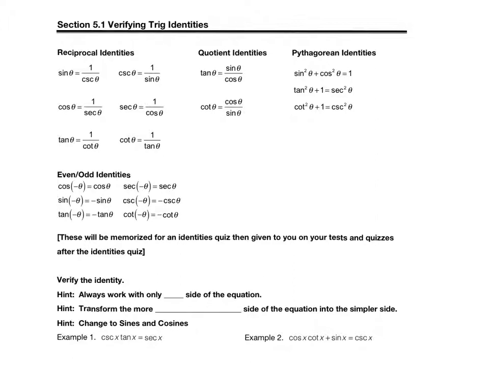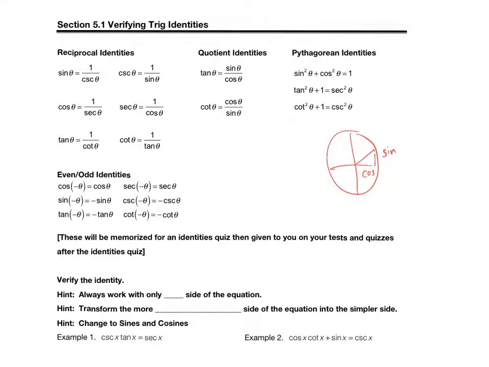The reciprocal identities. A reciprocal is a fraction that's been inverted, and so these are our definitions of sine, cosine, and tangent, and then cosecant, secant, and cotangent as 1 over another trig function. These should look very familiar from our Chapter 4 work. Our quotient identities: tangent of theta is sine over cosine, because on my unit circle, my y value at any point is sine, and my x value is cosine. My cotangent is just that same fraction but inverted.